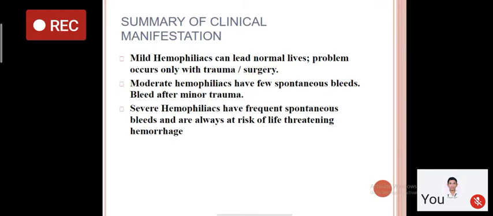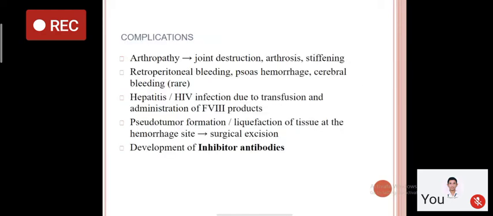Moderate hemophilics might have few spontaneous bleeds, but the bleeds are easily controlled with minor interventions and lower doses of factor concentrate. Severe hemophilics have frequent spontaneous bleeds and are always at risk for life-threatening hemorrhages, and they are the candidates who require prophylaxis and good supportive care.